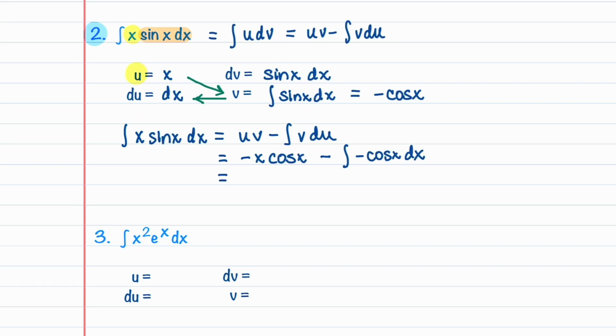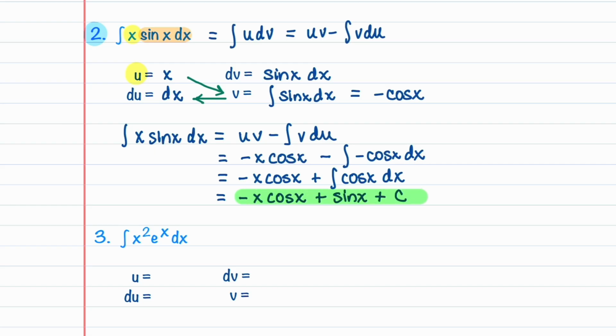Before we integrate, let's go ahead and combine those negatives. So we have minus x cosine x plus the integral cosine x dx. We can now integrate that. So we have minus x cosine x. The integral of cosine is sine x. So we have plus sine x. Now we have to add on our arbitrary constant. And there's our final answer.